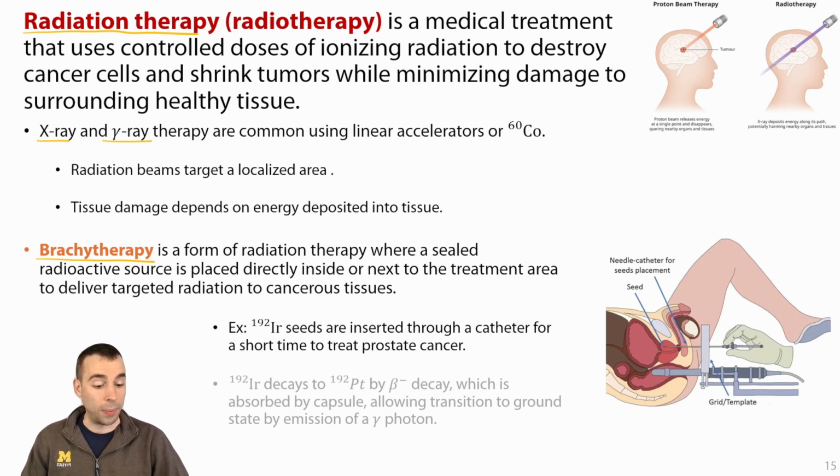For example, we could place iridium seeds directly on the prostate to treat a patient with prostate cancer, and these iridium seeds will decay by beta decay, ultimately leading to emission of photons because of positron-electron annihilation. For this reason, it's important to have limited, short exposure times through brachytherapy methods because it is not a very targeted way of releasing radiation into a biological sample.